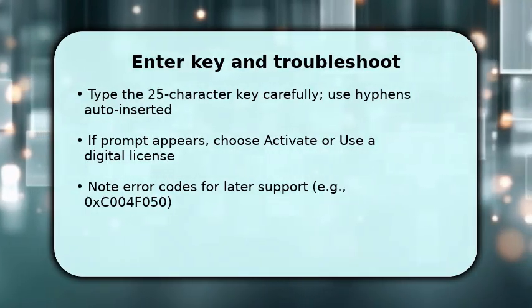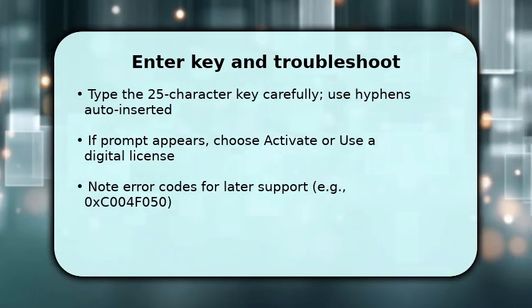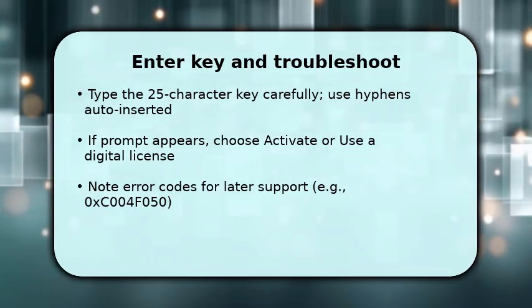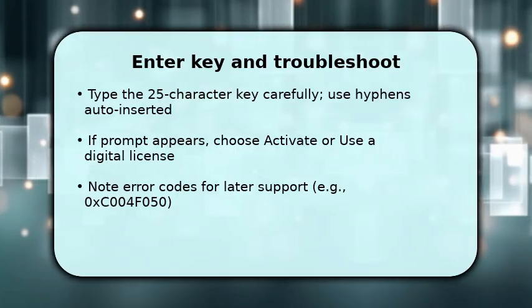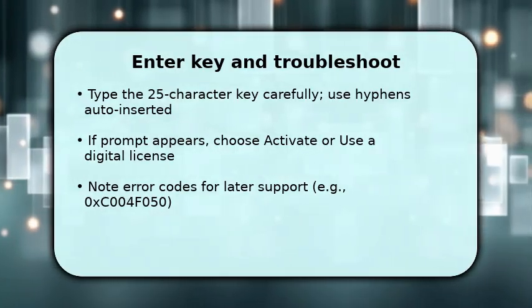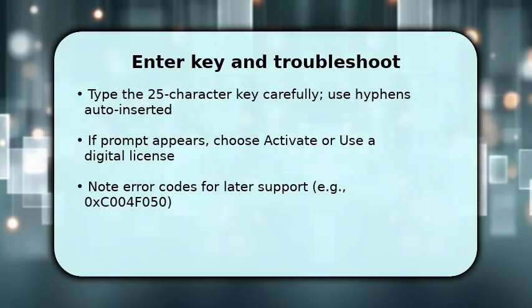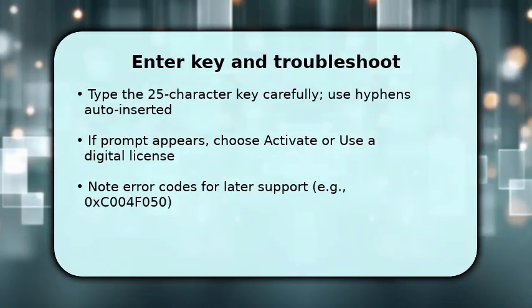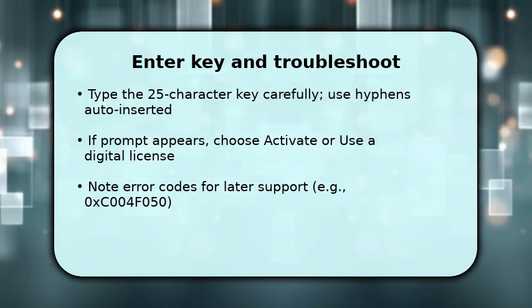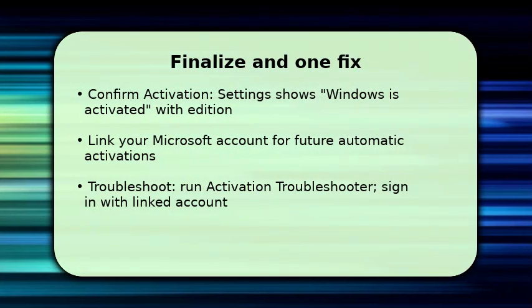Write it down. You can retry after correcting typos, reconnecting to the internet, or running Activation Troubleshooter from the same page to diagnose common issues without calling support. Once Windows reports Windows is activated, you're done. Verify the edition matches your key so features align.